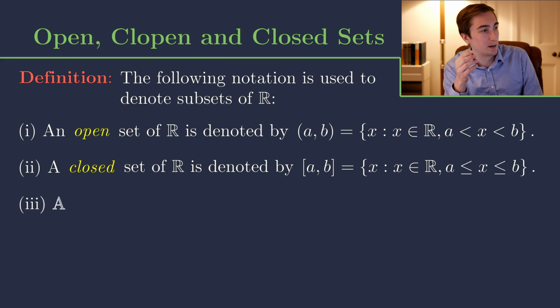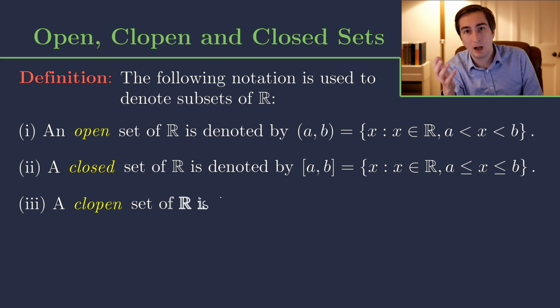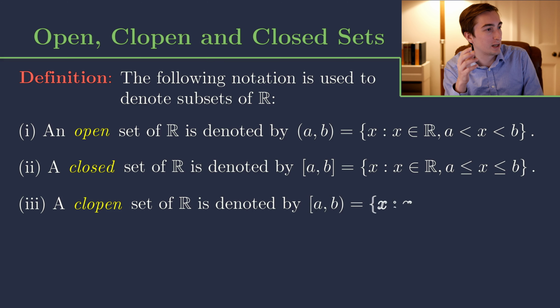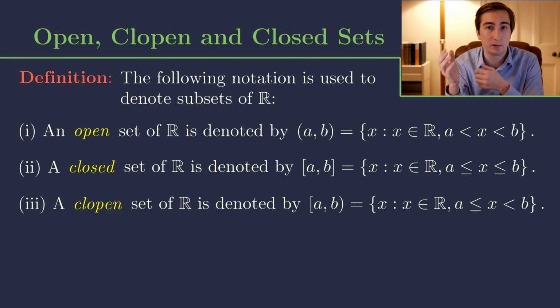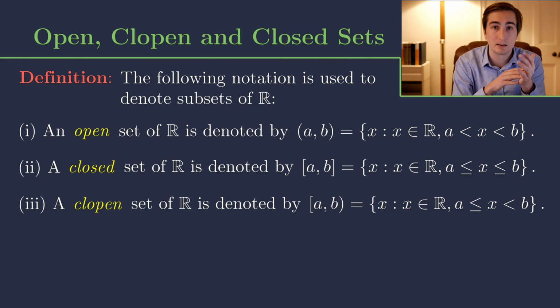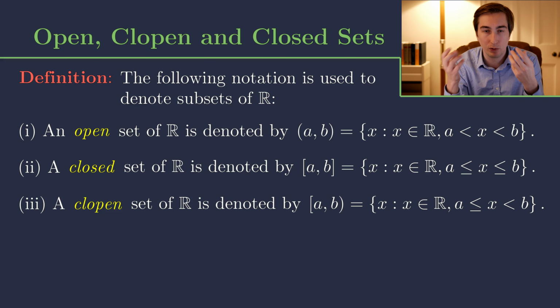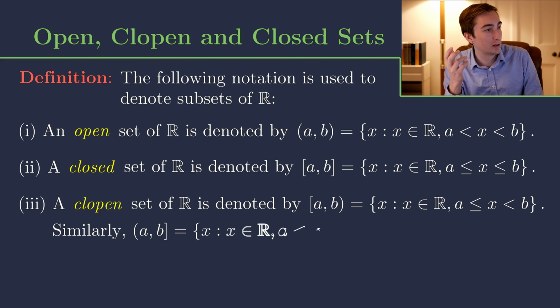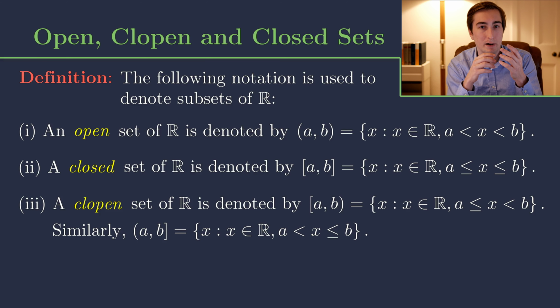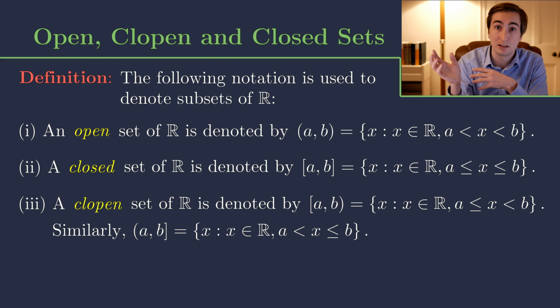And finally, as you might expect, a clopen set, sometimes called a half open set, is one where we have a closed bracket on one side and an open bracket on the other. In this case, we're taking a closed bracket on A and an open bracket on B. That tells us that x can take the value of A, but it can't take the value of B, and it's in between A and B. So x is greater than or equal to A, but less than B. Similarly, if I flip it round, with the closed bracket on B and the open bracket on A, I have x strictly greater than A, but less than or equal to B.